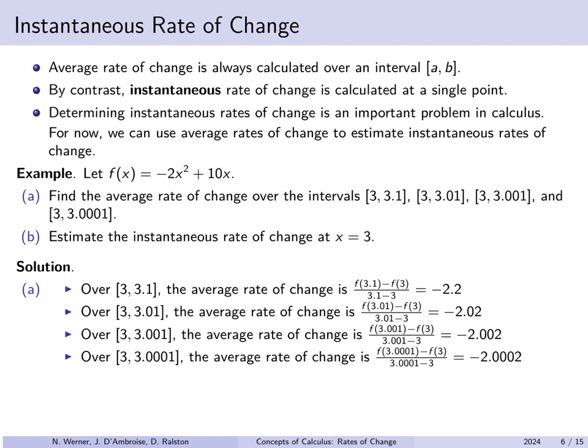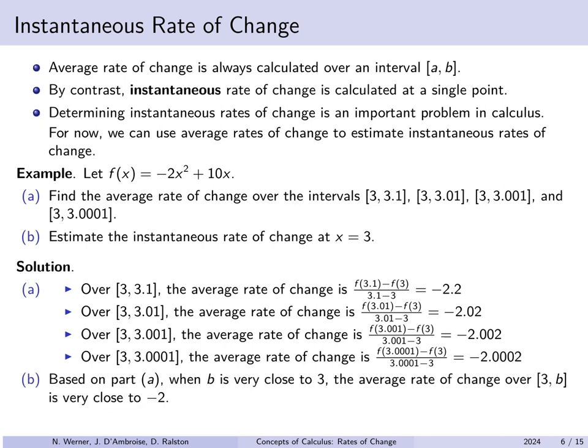And finally, if we use an interval that is very, very short, begins at 3 and ends at 3.0001, the average rate of change on this interval is negative 2.0002. So let's look at part B. If we looked at shorter and shorter intervals, always beginning at 3, we got an average rate of change of negative 2.2, negative 2.02, negative 2.002, and negative 2.0002. Based on those observations, if b is very, very close to 3, the average rate of change from 3 to b appears to be getting very, very close to negative 2. So we might estimate that the instantaneous rate of change at x equals 3 is negative 2.